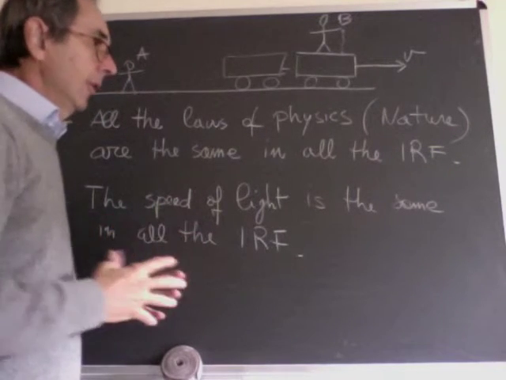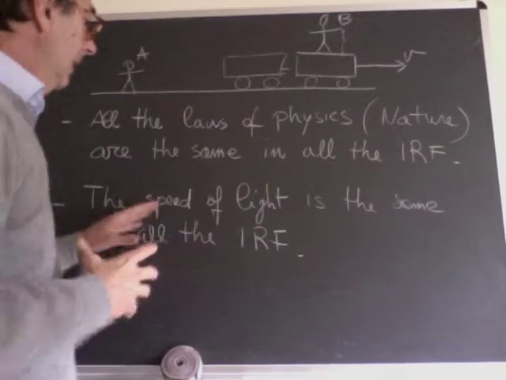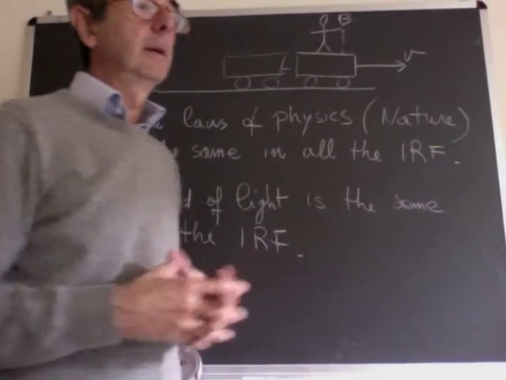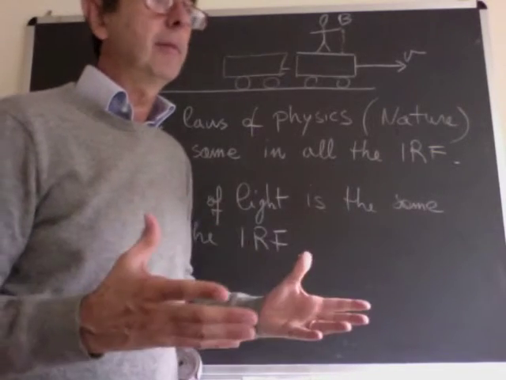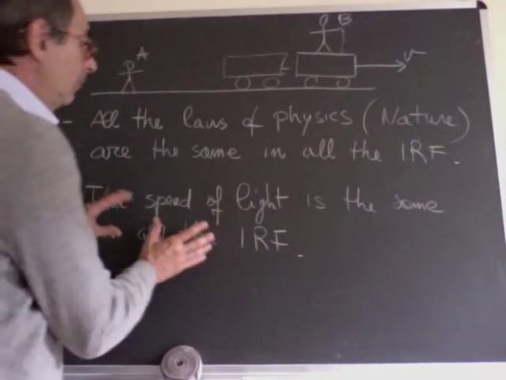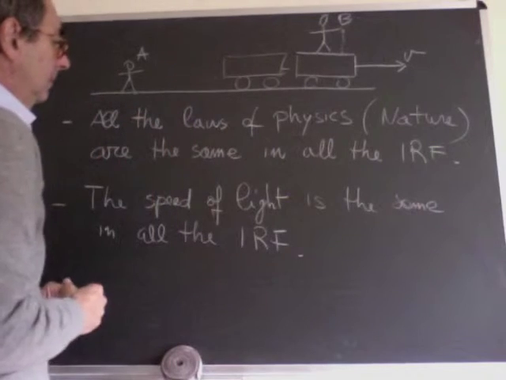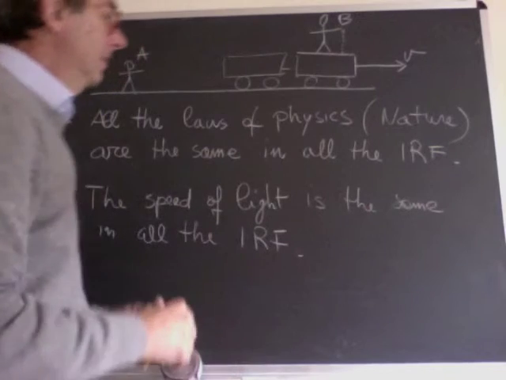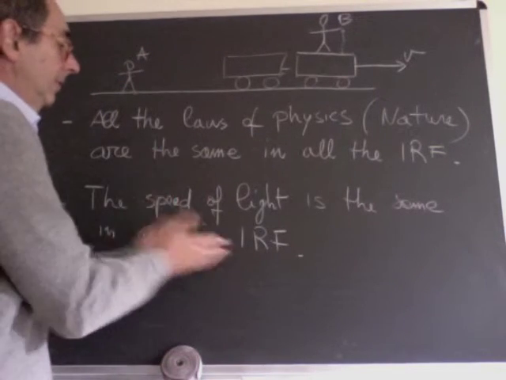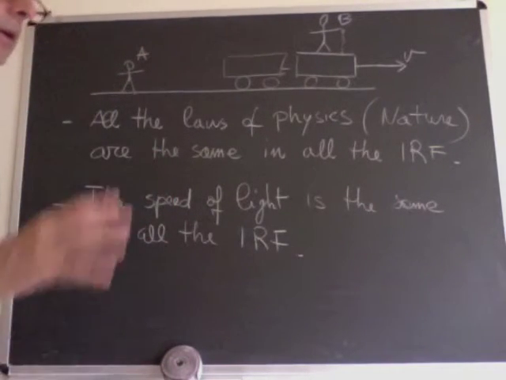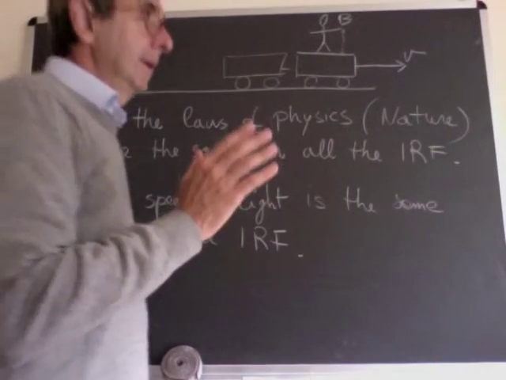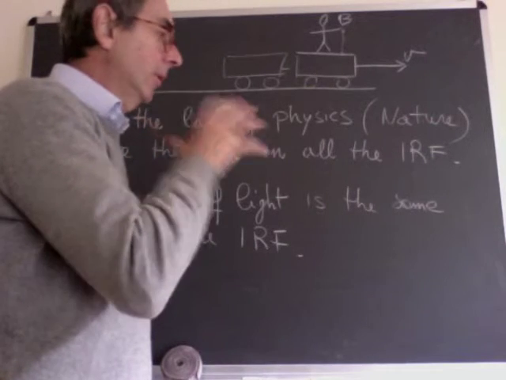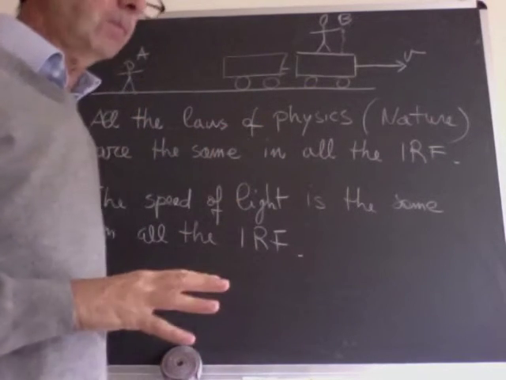If you think about it, you could say, okay, but the propagation of light is just another physical phenomenon. So it is implicit in the first assumption that this phenomenon, the propagation of light, must be the same in all the inertial reference frames. Okay, that's partially true, and we want to talk a little bit more about it.